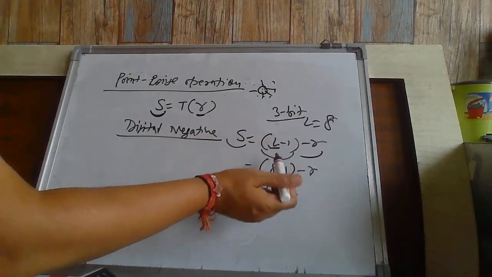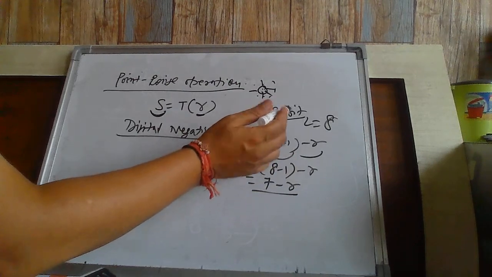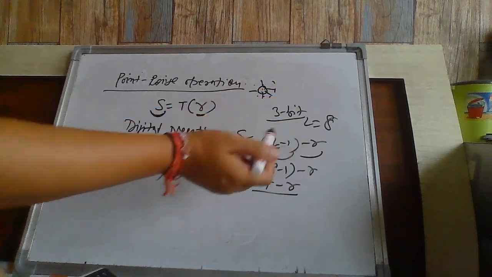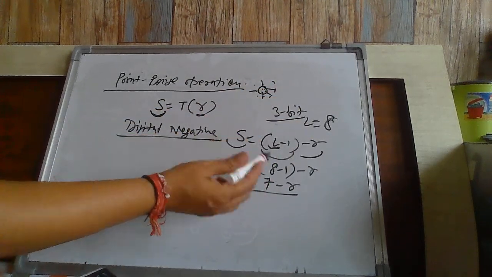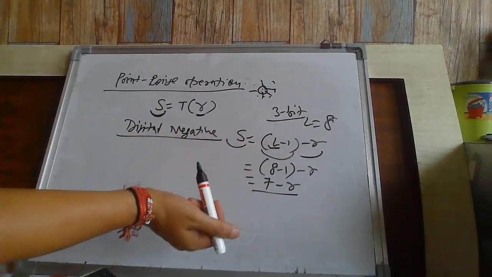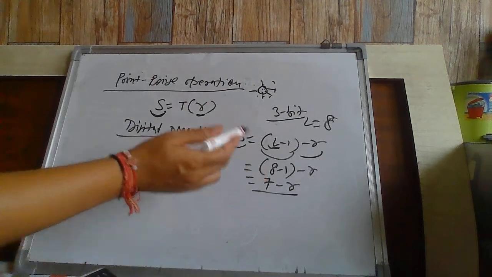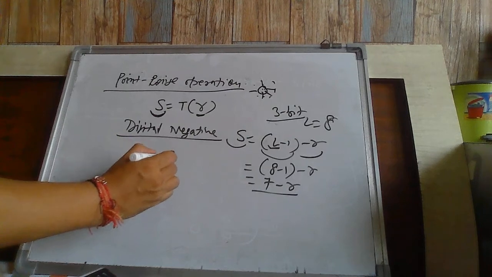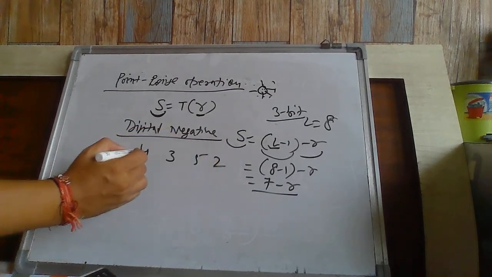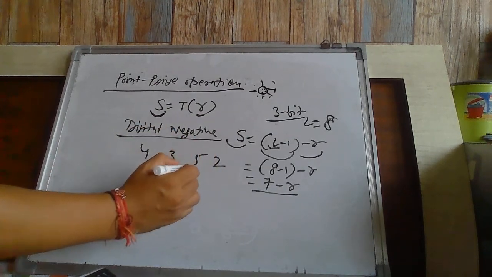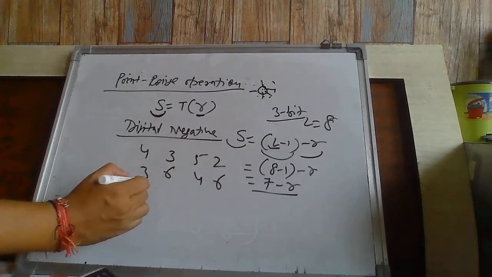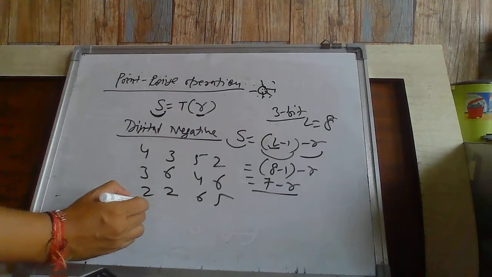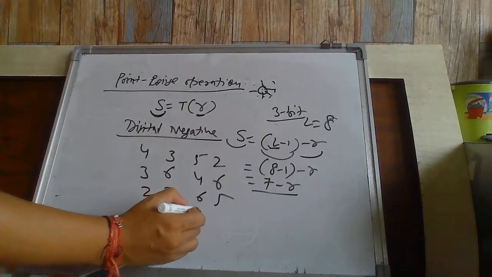So 8 you will write here. Similarly, if it is 8 bit or 4 bit, things will be different. Depending on what kind of image you have, you generate your formula and get back your results. So let's say my input image is given like this: 4 3 5 2, 3 6 4 6, 2 2 6 5, and one more row, 7 6 4 1.